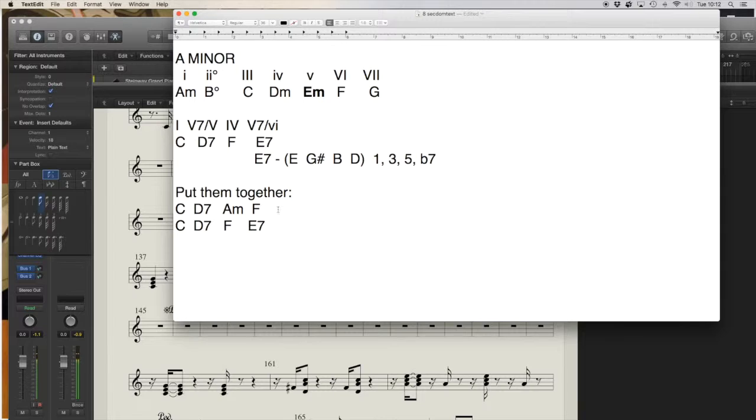And so now let's take those 2 together, that sort of idea of substitution. The first time around, what we'll play is C, D7, A minor, F, and then we'll do C, D7, F, E7. And so we've done a couple substitutions, and it's not the first straight progression we started with. We've done a little moving around and substitution, but we've got something that I think you'll agree sounds fairly rich, and there's room to explore.